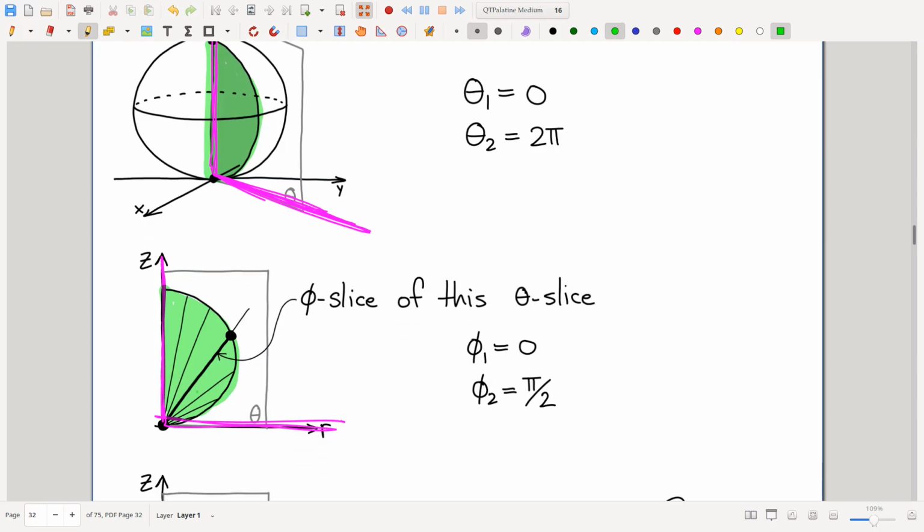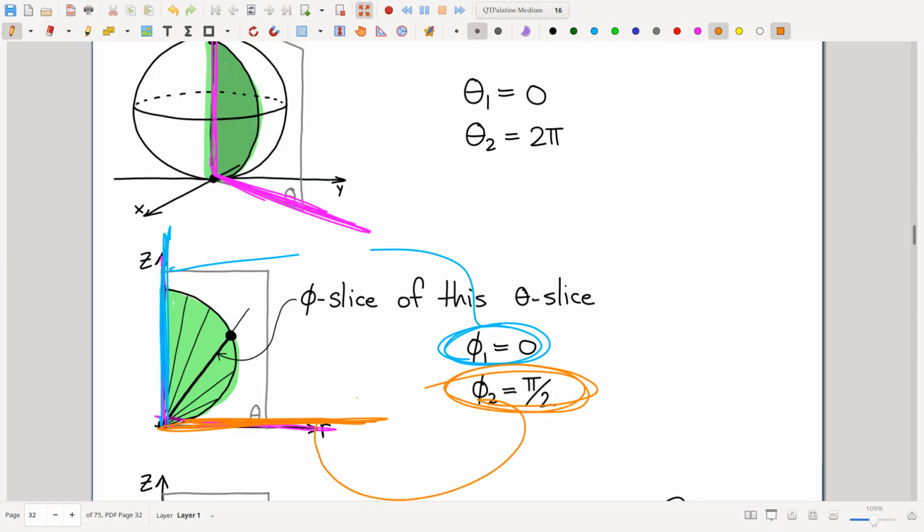And so now let's think about what phi does. Okay, well, phi is an angle like this, right? Where does it start? Where does it end? Well, we're going to start there, where phi is 0. We're going to end here, where phi is pi over 2. What do you think? Everybody buy it?